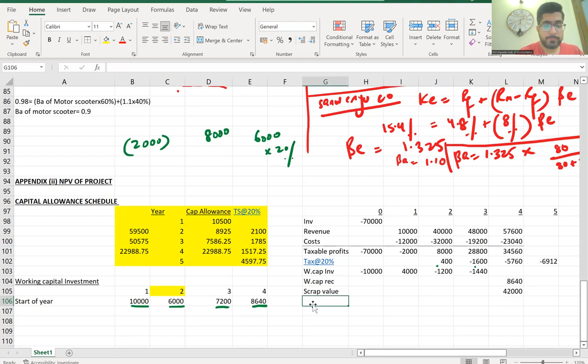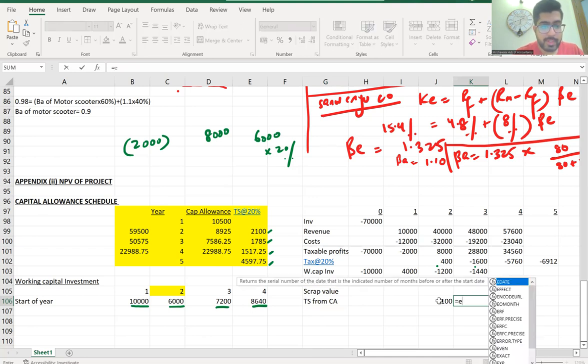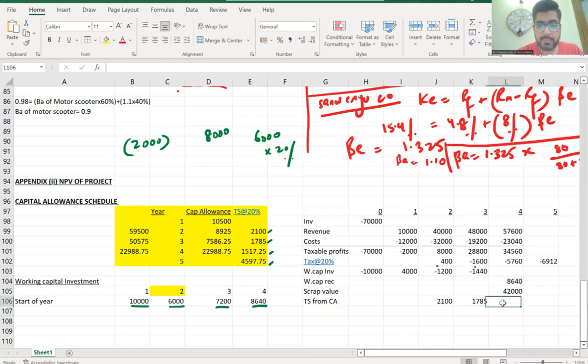And after that, there is tax savings from capital allowance. So tax savings from capital allowances are these: you are getting savings in year 2, 2100, 1785, 1517, 4597. All these savings are inflow. There are no savings in year 1, leave it. Savings in year 2, 2100. Savings in year 3, 1785. Savings in year 4, 1517. And savings in year 5, 4597. That's it. Nothing else is left.